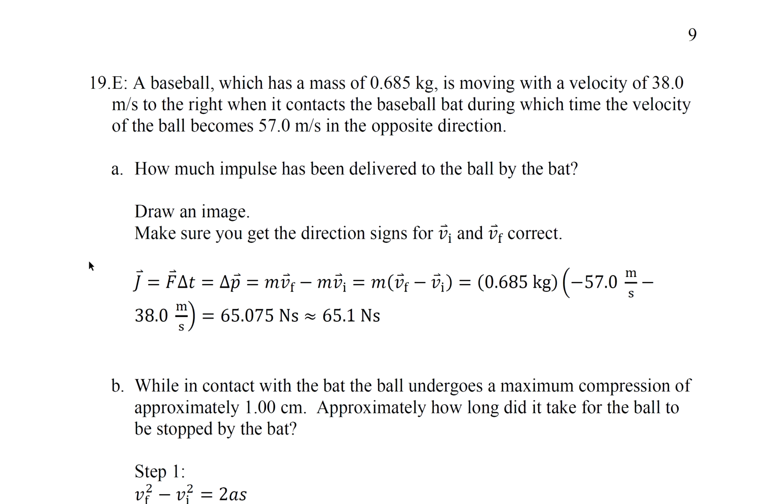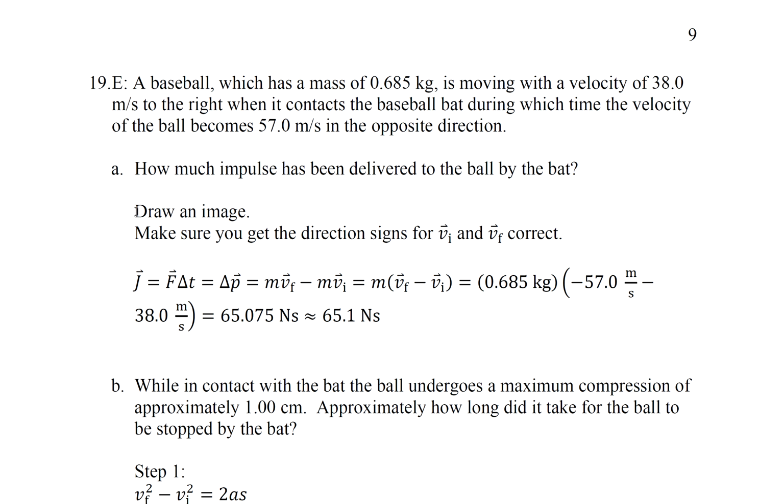Question 19. A baseball which has a mass of 0.685 kilograms is moving with a velocity of 38 meters per second to the right when it contacts the baseball bat, during which time the velocity of the ball becomes 57 meters per second in the opposite direction. Part A, how much impulse has been delivered to the ball by the bat?